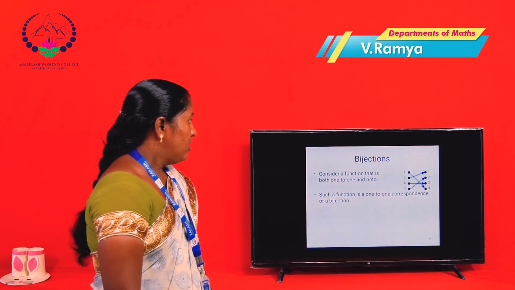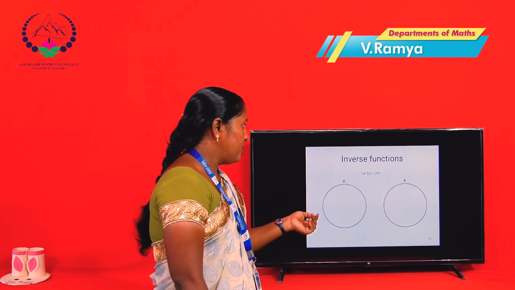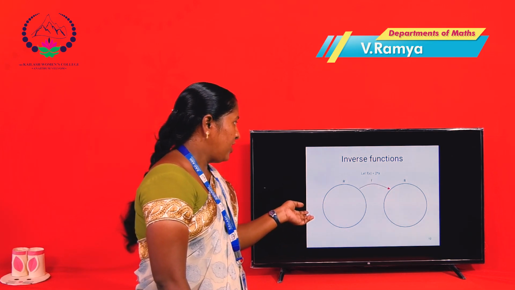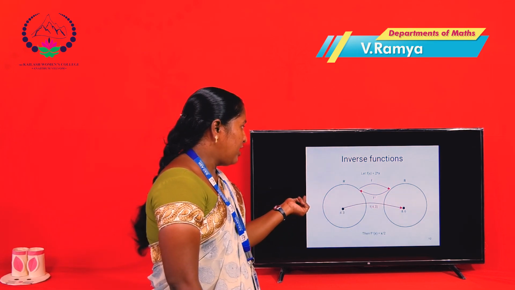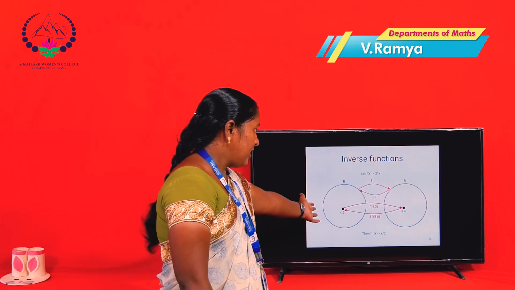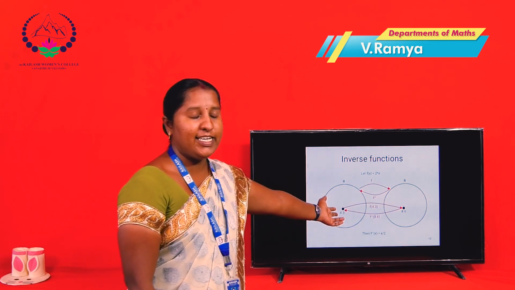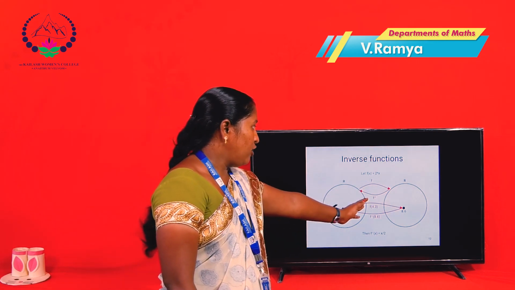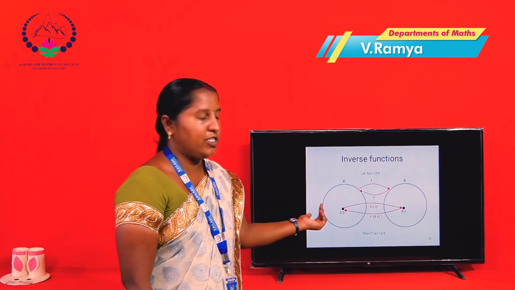The next one is bijection and inverse functions. Inverse function means we take any function and map it into the inverse set. The function maps from domain to codomain; then mapping the codomain back into the domain is called the inverse function.